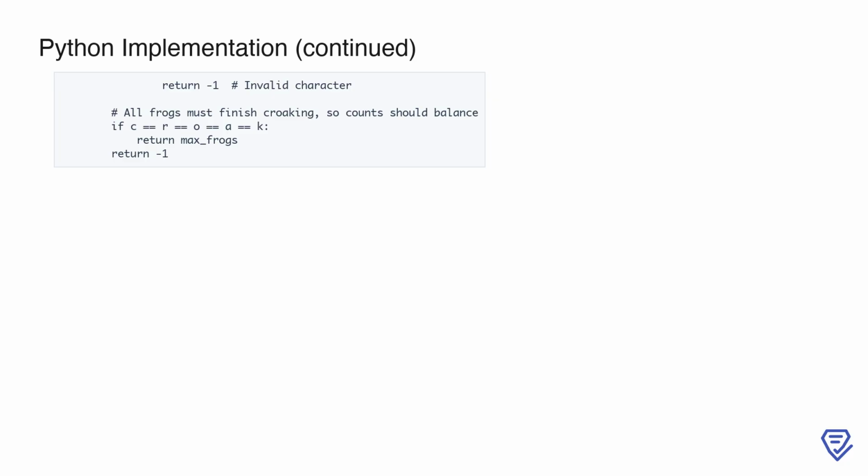Now, we handle two additional cases. If the input string contains any character other than C, R, O, A, or K, we immediately return -1, as such characters would make the sequence invalid. Finally, we ensure that all frogs have completed croaking, which means the counts for C, R, O, and K should all be equal. If this condition is satisfied, we return the value of max_frogs, which represents the minimum number of frogs needed. Otherwise, we return -1, as an imbalance in the counts indicates an incomplete or invalid sequence. This logic ensures that the solution is both efficient and robust, correctly handling all possible edge cases.